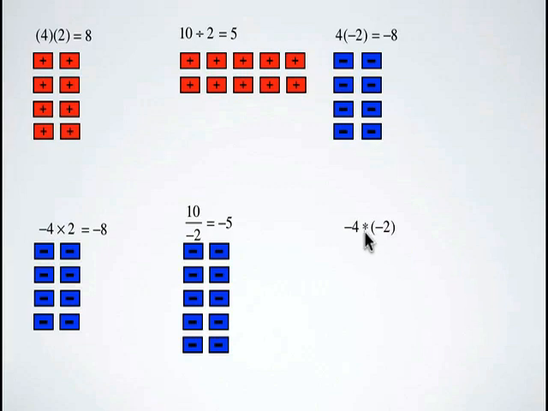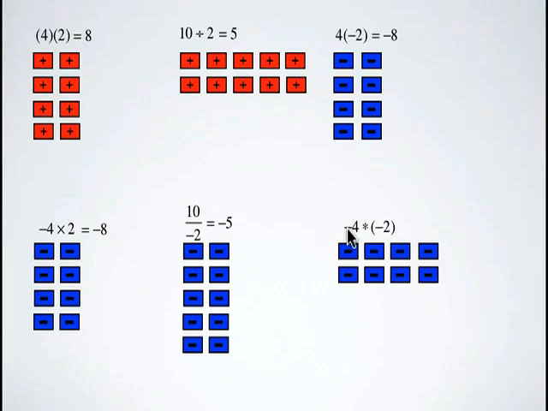And the last example is negative 4 times negative 2. And notice here we've used the asterisk, but that is just another way of representing multiplication. So I'm going to start with 4 groups of negative 2. 1, 2, 3, 4. So that would be if this negative weren't there.